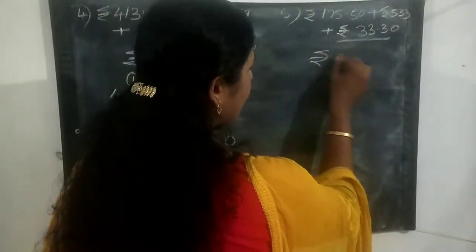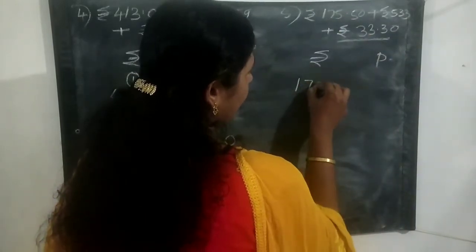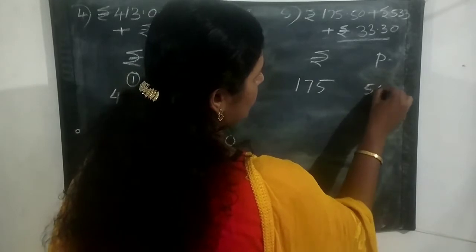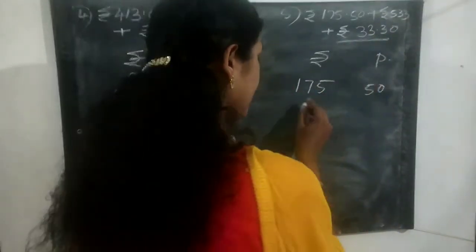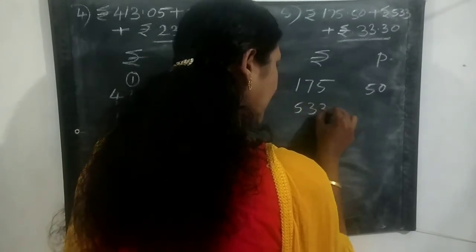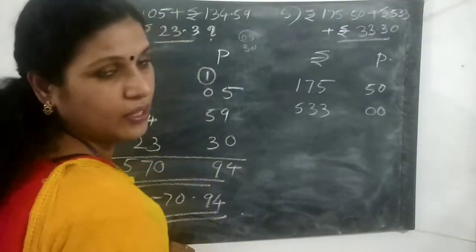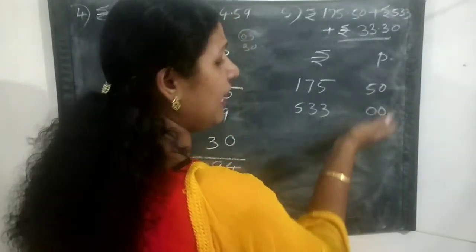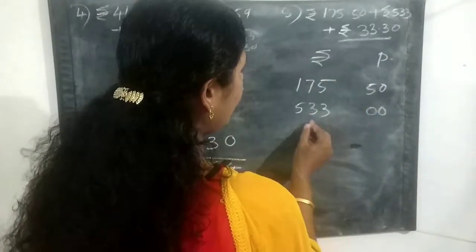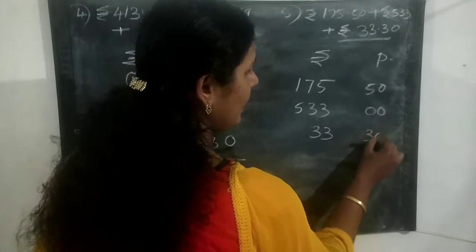Okay. So here the next question is: first we write rupees and paisa. The question is 175.50. Then this is only rupees 533. So here we write 533 and there is no paisa here, so we put 00. If there is no paisa, we write the 00. Then here it is 33, so here we write 33, then 30.